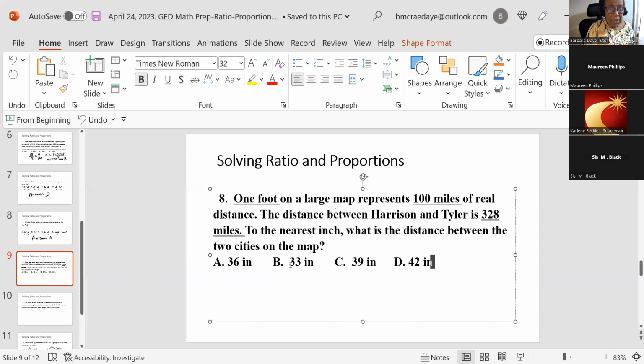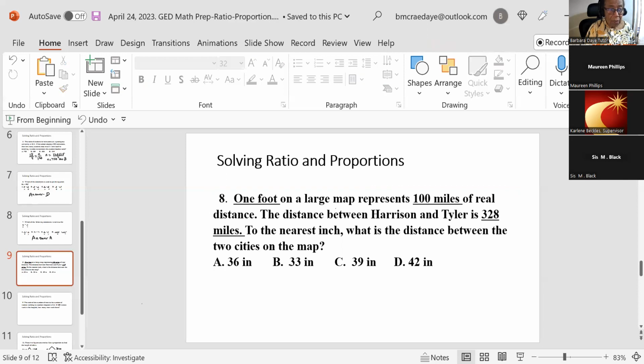A foot is how many inches? Mercedes. 3. 3 feet? One foot is how many inches? 12. Uh-huh. So you'd have 12 over 100, right? Equal to unknown over 328. Oh, I said it wrong then. Yeah, you'd have on the map what it's showing, and that's 1 foot is 12 inches. So this is what you'd have: 12 inches, and that represents 100 miles.